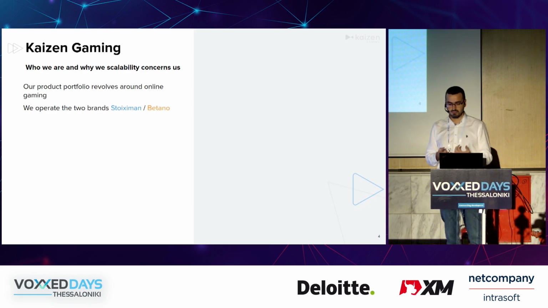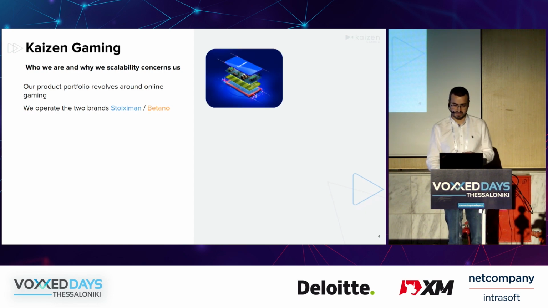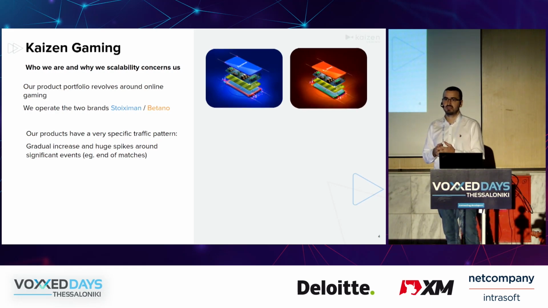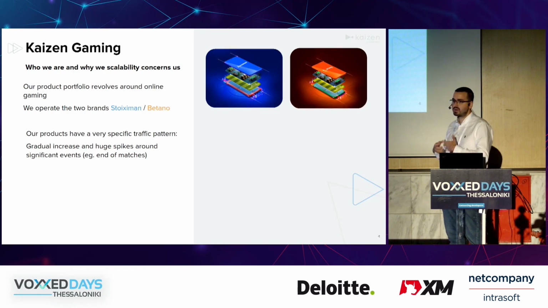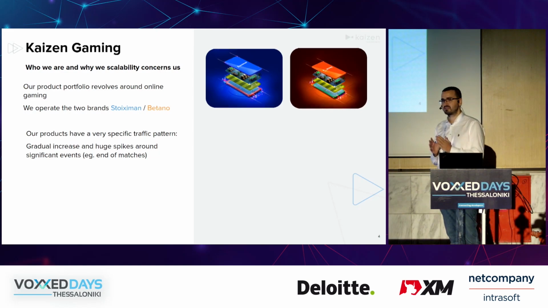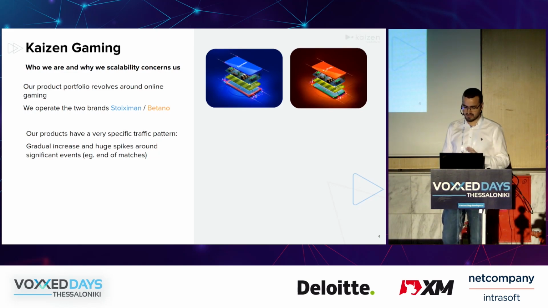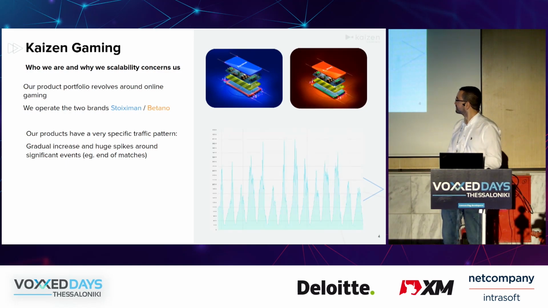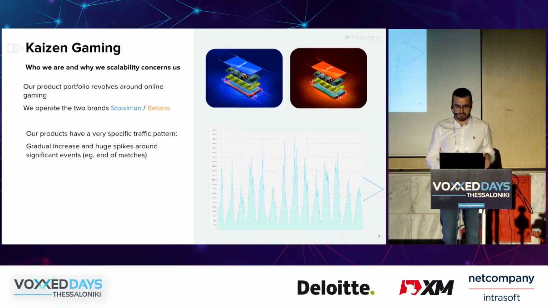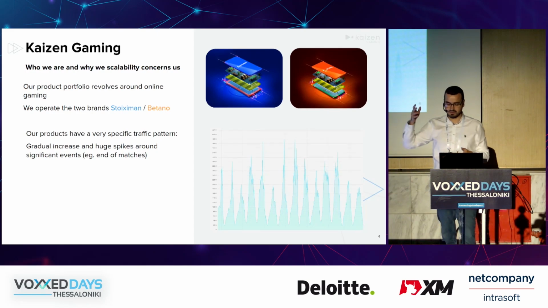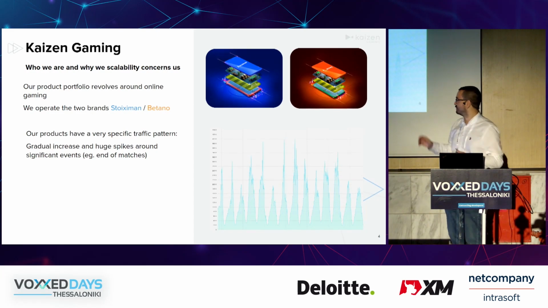The company is operating those two brands, Stoiximan and Betano. Our products have a very specific traffic pattern. They tend to go up in terms of concurrent customers, and they have massive peaks surrounding the end of events, like finishing of a big match and stuff like that. This is a small graph that I got from our production systems. You can see massive spikes from 20,000 customers to 400,000 in a matter of a few minutes sometimes.